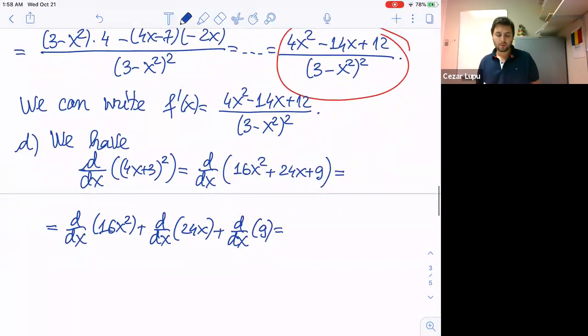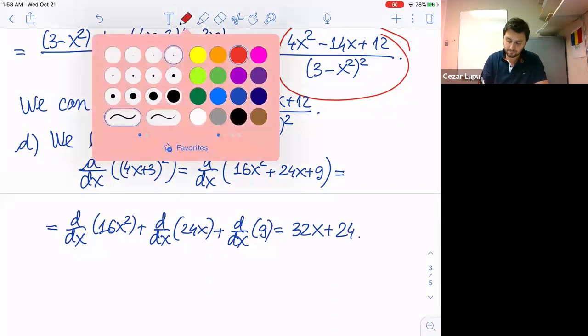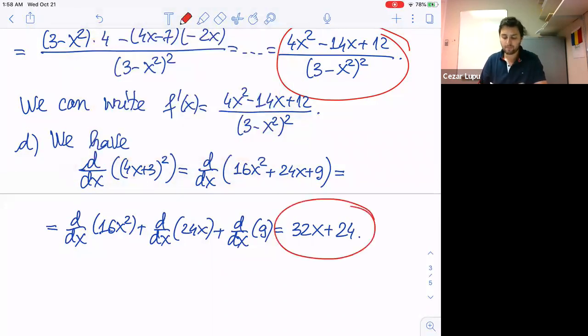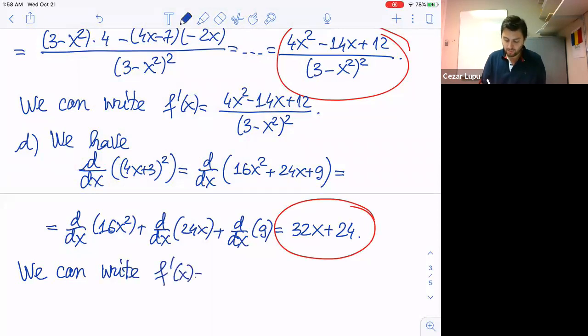And now, computing each one of them, we're just going to apply what we said, the extended linearity rule, right? We said for linearity we have 2 functions, but now we have 3, and we said that we can have n functions. So the first one will give you 32x plus 24, and the last one will be 0, and that's your function, right? So we can write that f prime of x is nothing else than just 32x plus 24. And that's the end of the problem.